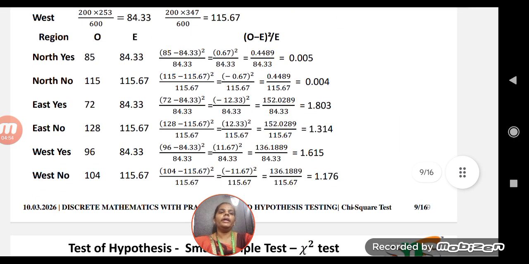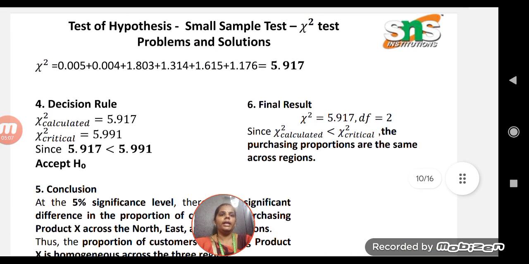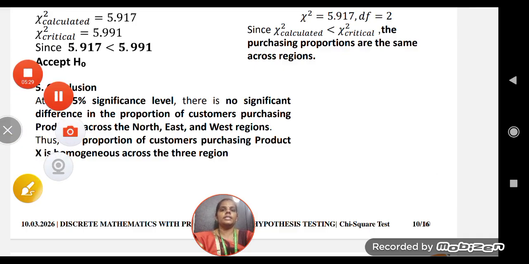I have already explained in the previous problem how to calculate (O minus E) square by E. The final answer is 5.916917. When I compare it to the critical chi-square value, 5.99, the calculated value 5.91 is less than the critical value. Even the decimals we have to calculate. If the calculated value is less than the critical value, then we accept the null hypothesis. The null hypothesis tells us that at this significance level there is no significant difference between the customers.